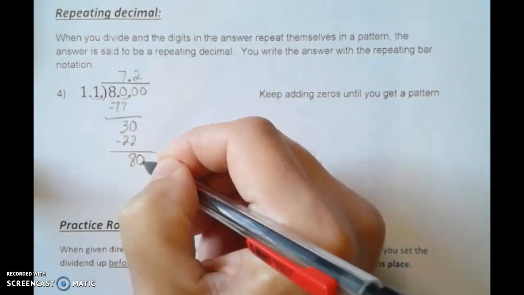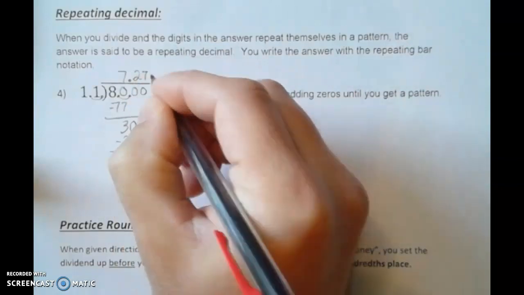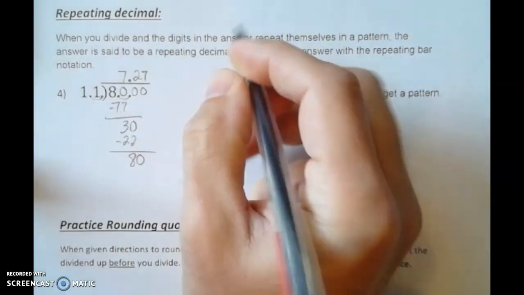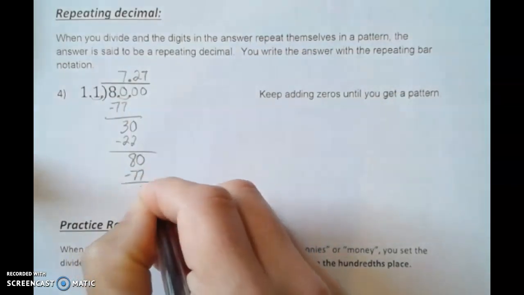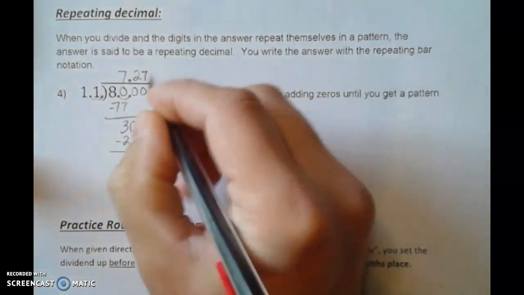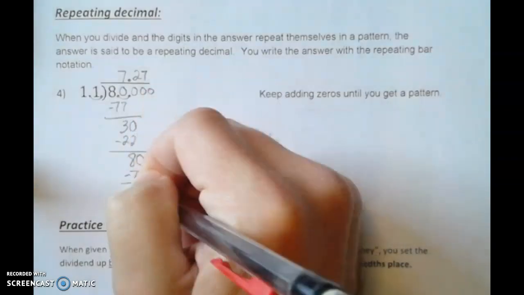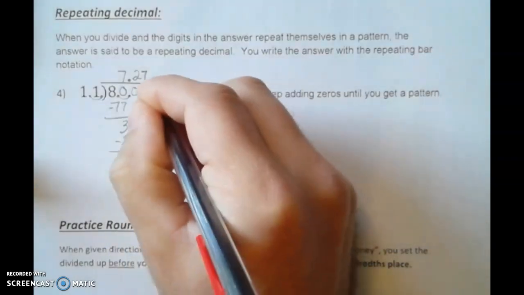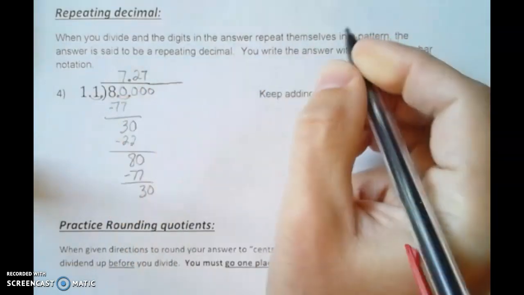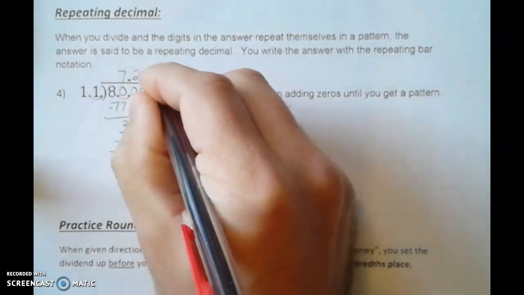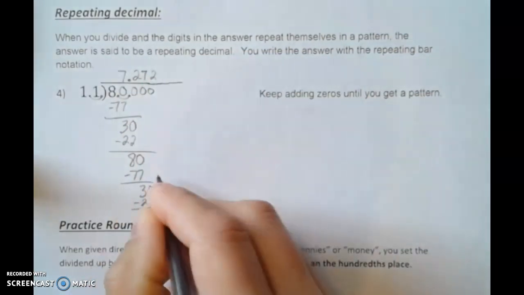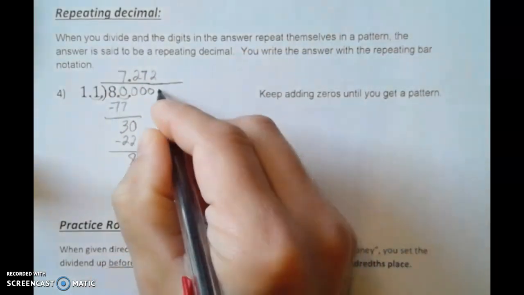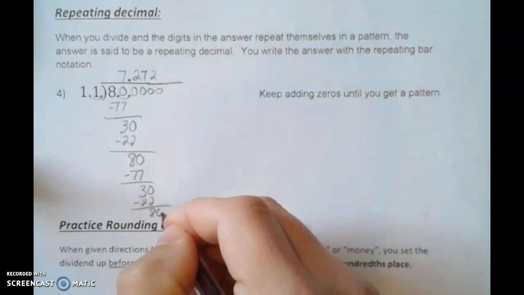11 goes into 87 times. All right, again, make sure you're lining everything up nicely. 7 times 11 is 77. I subtract, I'm left with 3. I add a 0. I already brought it down. Okay, and now I have 11 into 30. 11 goes into 30 twice. That's 22. When I subtract, I'm left with 8. Add a 0, bring it down.